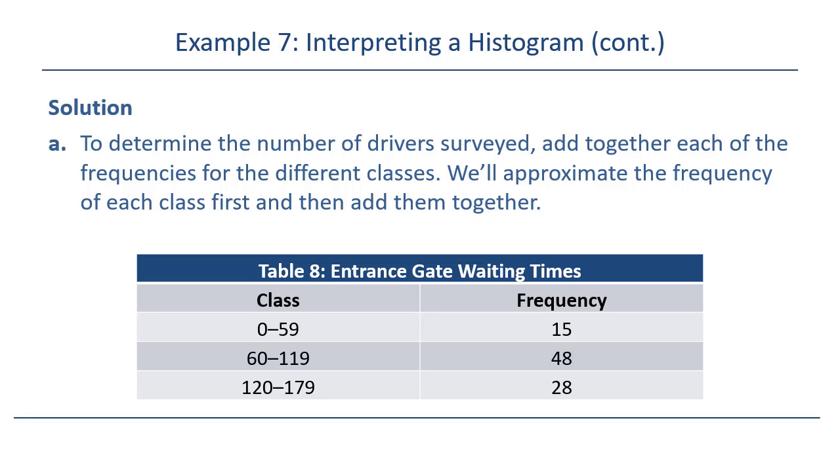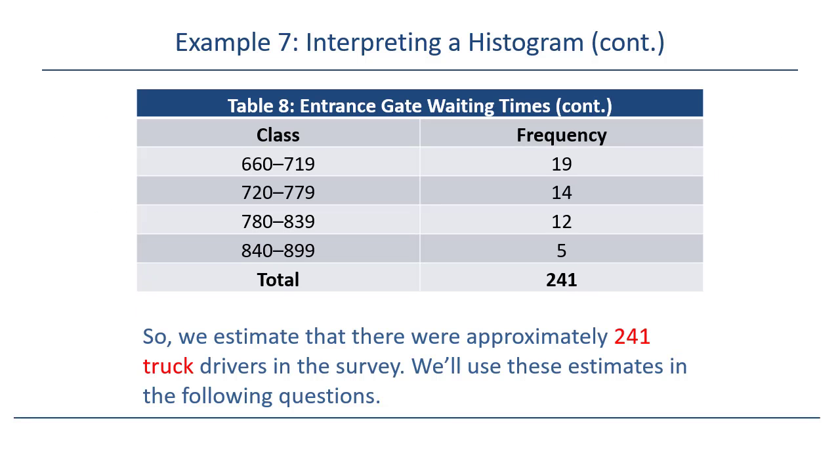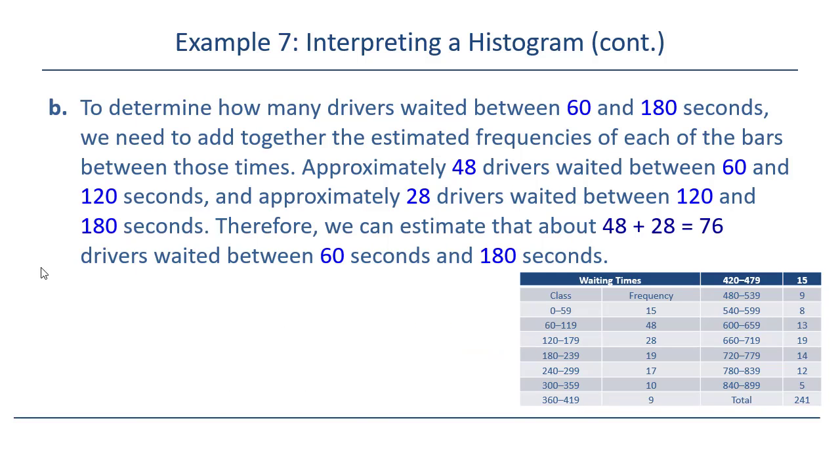If we wanted to determine the number of drivers surveyed, we'd have to add everything together. So there's the first one, right? Second one, third one. So 241. For part B, between 60 and 180, right, we would add up the 48 and the 28 and get that answer of 76.